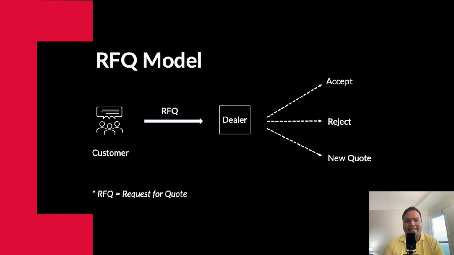Let us first look at the RFQ model within pre-trade. Here the customer proposes a quote for a single product or a basket of products to the dealer. The dealer can then do one of three things: accept the quote as is, reject the quote, or propose an alternate quote. Once the customer and dealer have mutually agreed on the quote, this deal can then move through and we can move from the pre-trade to the trade stage. RFQ model is predominantly used for equity transactions.